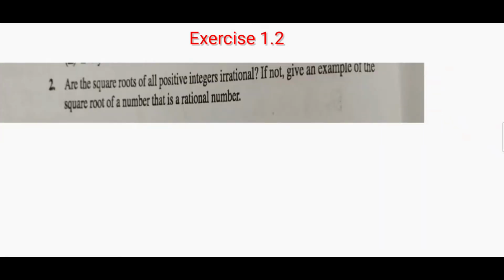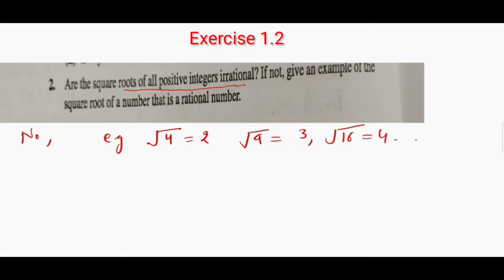Second question here we have, are the square root of all positive integers irrational? Answer is no. If not, give an example of the square root of a number that is rational. You can give so many examples here. The square root of 4 is equal to 2. Square root of 9 is equal to 3. Square root of 16 is equal to 4. So like this we have so many examples. The square root of positive integer 4 is equal to 2, and the square root of positive integer 9 is equal to 3.